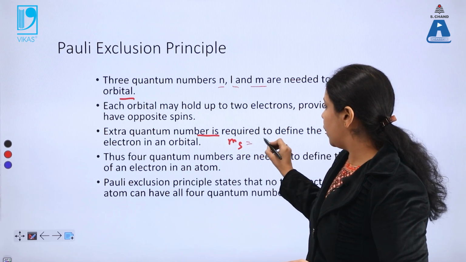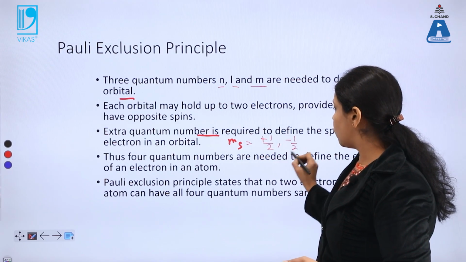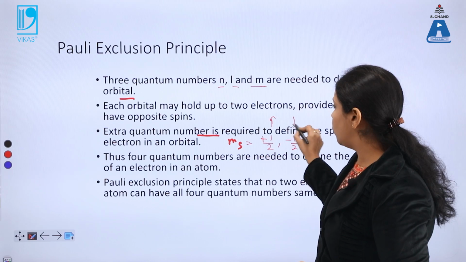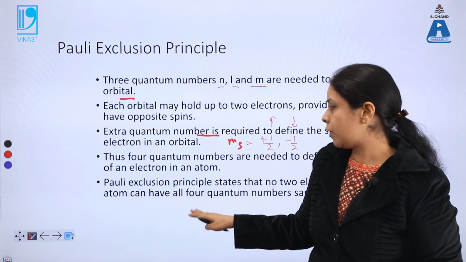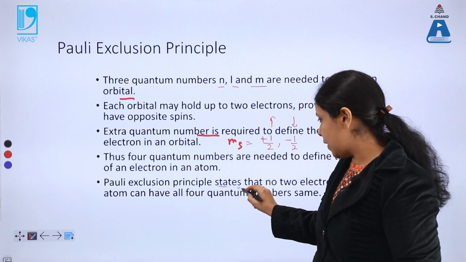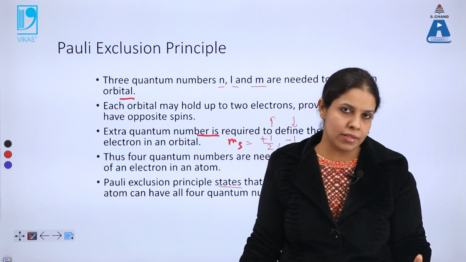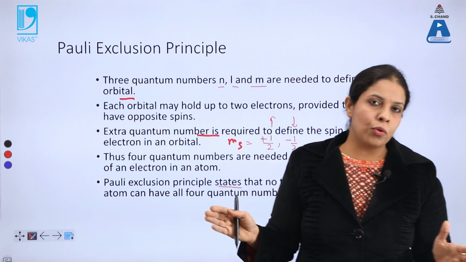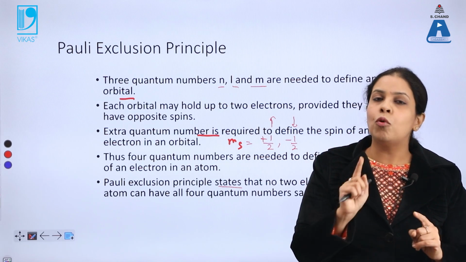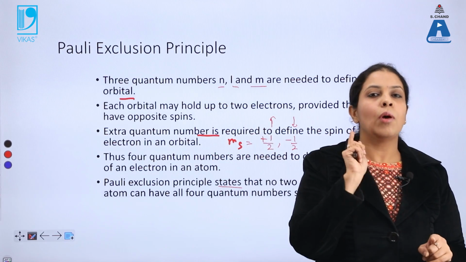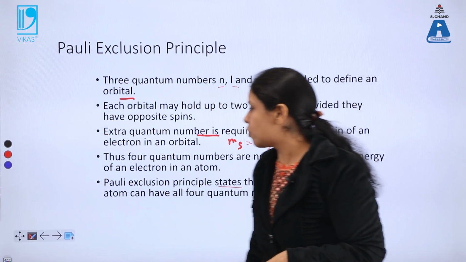The value can be different: it has to be plus half or minus half. We show these values by an arrow moving upwards and an arrow moving downwards. Thus 4 quantum numbers are needed to define the energy of an electron in an atom. The Pauli exclusion principle states that no 2 electrons in one atom can have all 4 quantum numbers the same. If the values of 3 quantum numbers are the same, then the 4th value, that is the spin quantum number, has to be different, and only then is the system stabilized. So that is Pauli's exclusion principle.